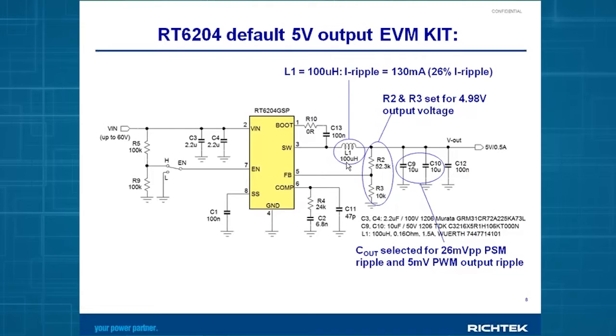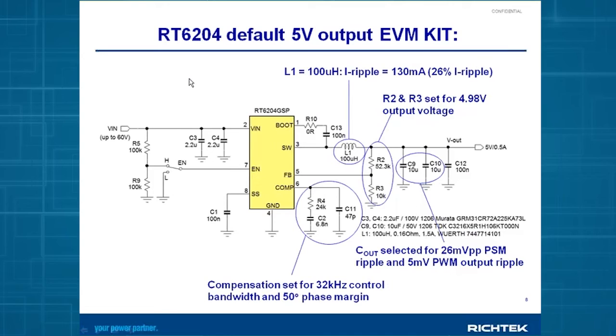We have selected the inductor value for about 130 milliamp current ripple, which is around 26%. And this is a nice target value for any application. The compensation network has been set for a control bandwidth around 32 kilohertz, and a phase margin will be around 50 degrees, which is a nice stable behavior. The soft start capacitor in this case has been selected to have a soft start time of around 18 milliseconds, which normally will not give you any inrush with any output capacitor for 5-volt applications.